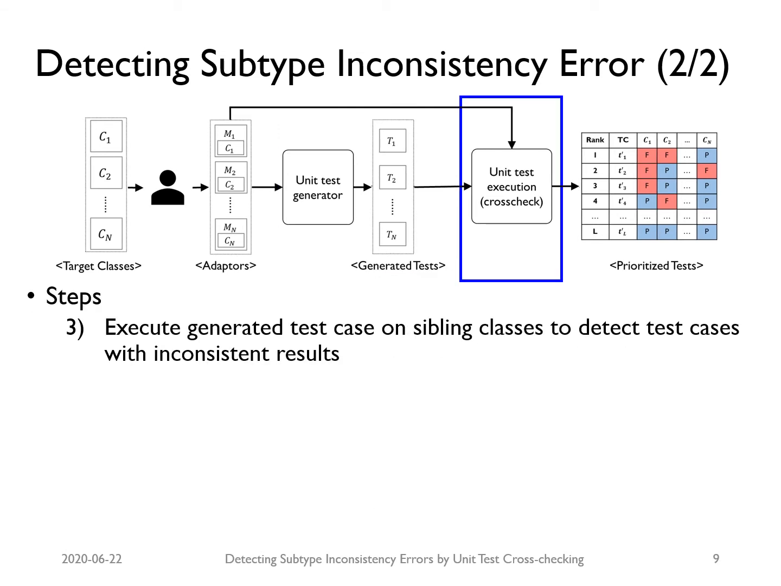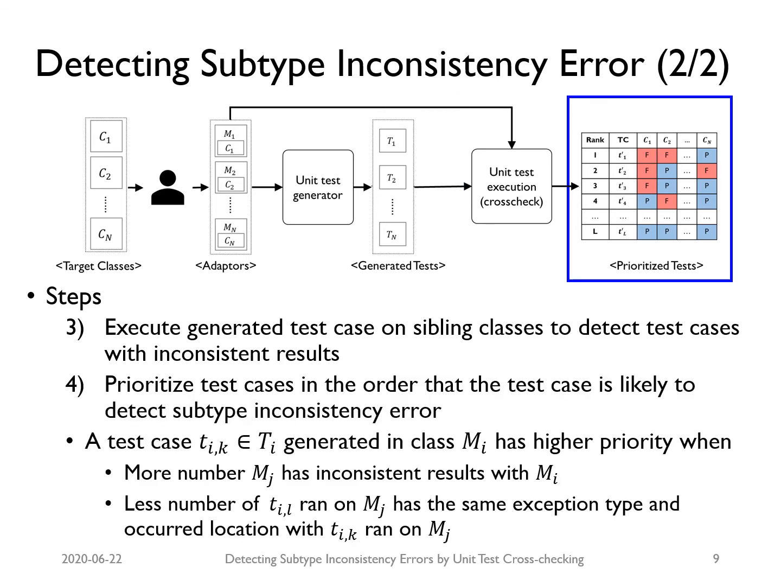After that, the generated test cases are executed on the sibling classes, and the result is recorded as pass or fail. And when the test fails, the exception type and the location where it occurred are also recorded. And for the final step, the test cases are prioritized in the order that they are likely to detect an inconsistency error.